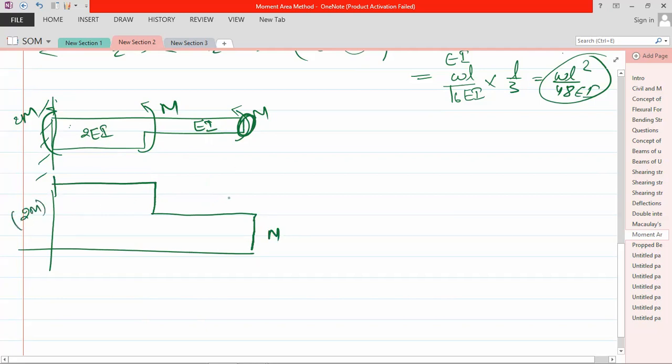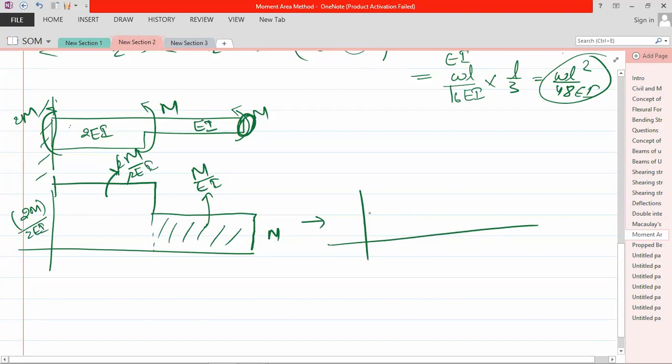Now if you divide by EI, this portion will be M by EI, and the other will be 2M by 2EI. You cancel 2, 2. That means your M by EI diagram will be equal, a rectangle. Suppose this is C, this is B, this is A.